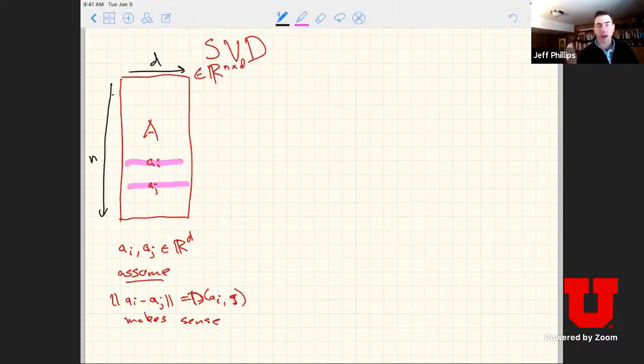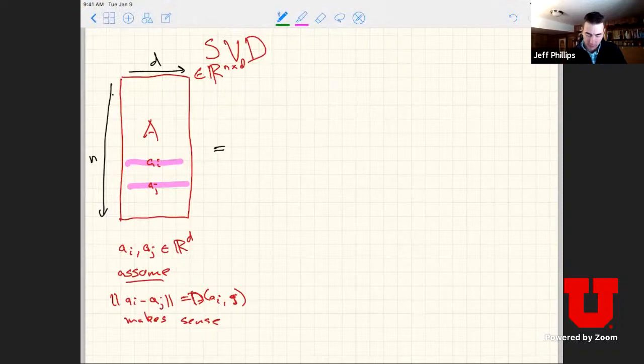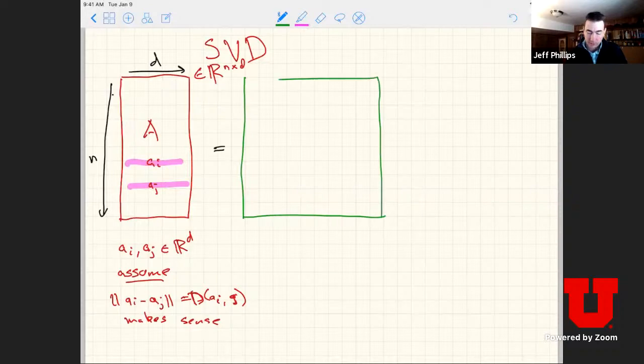Our goal is going to be a low-dimensional representation of these points. And I briefly talked about this singular value decomposition, which decomposes A into the product of three matrices: U, which is in R^(n×n) and is going to be an orthogonal matrix, and then there's S.